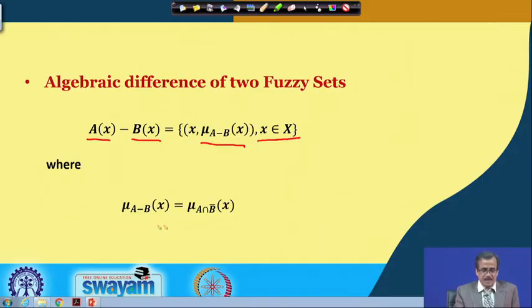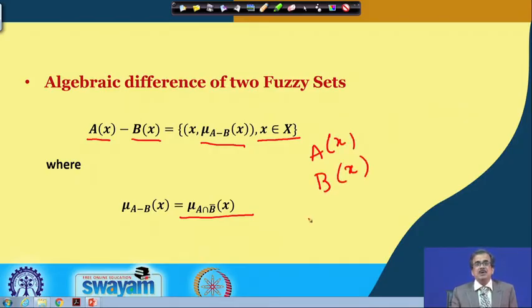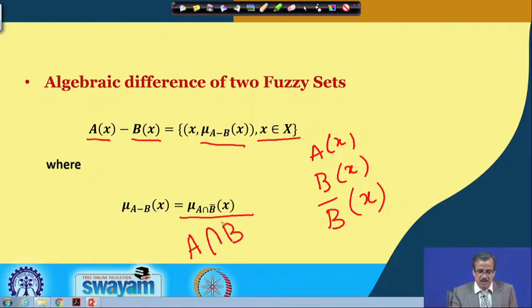The mu A minus B of x is defined as mu A intersection B bar of x. So, I have two fuzzy sets, A(x) and B(x). You will have to find the complement of B, which is B bar(x). This is the complement of B(x), and after that we use the concept of intersection, that is A intersection B bar.